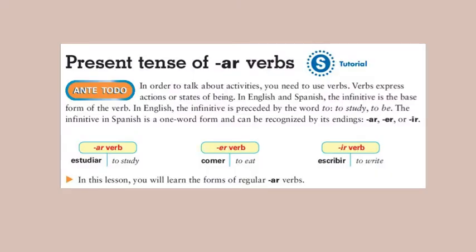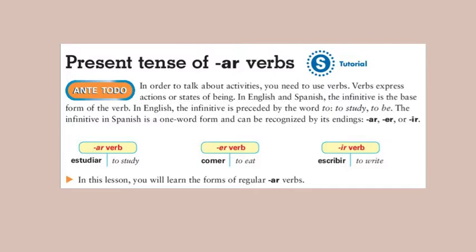Week 2. This week we're going to look at AR, ER, and IR verbs. In order to talk about activities, you need to use verbs. Verbs express actions or states of being. In English, the infinitive is the base form of the verb. In English, the infinitive is preceded by the word to, for example, to study or to be.